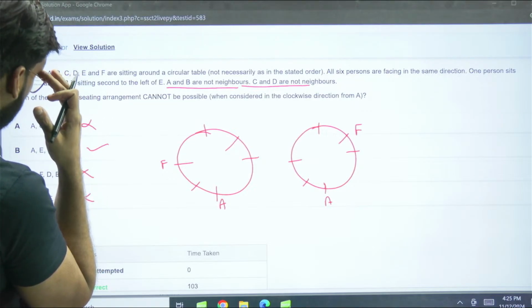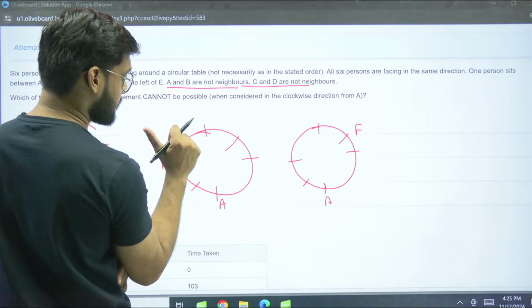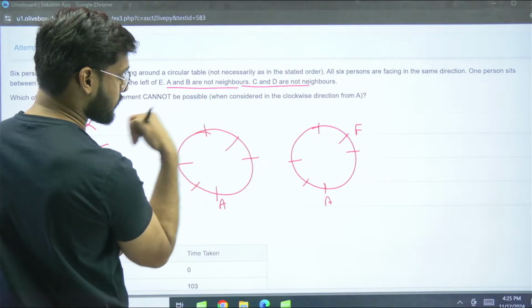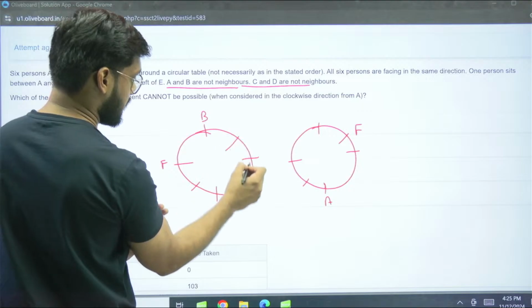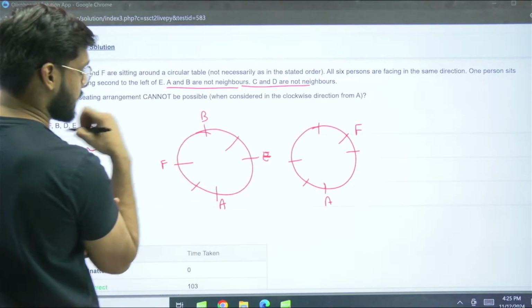B is sitting second left of E, and A and B are not neighbors. So B will not come over here, because B would be sitting second left of A. So B will come over here and E will come over here. B is sitting second left of E like this.